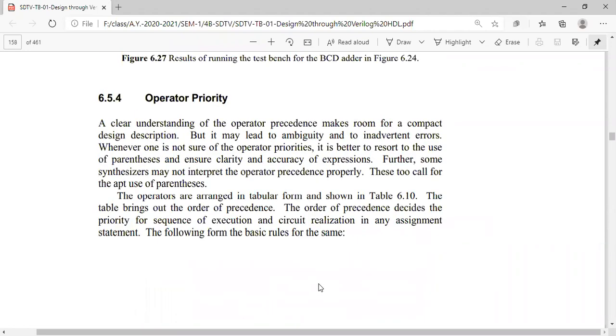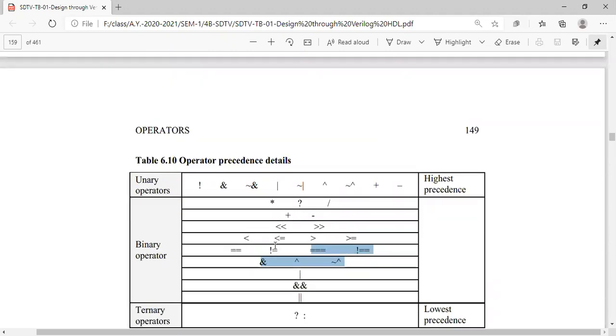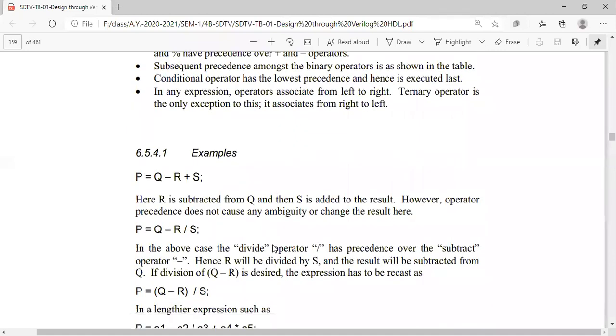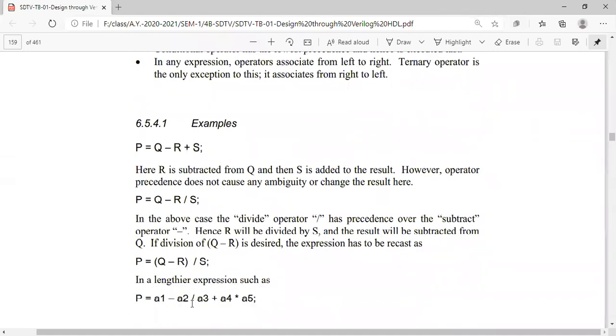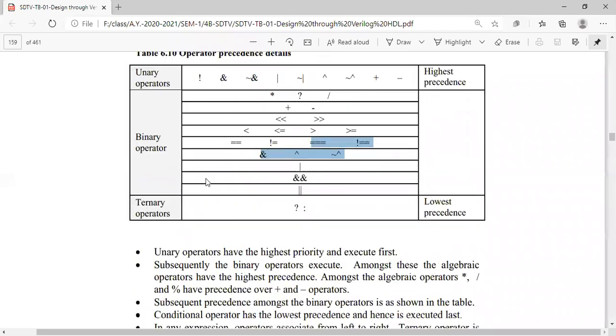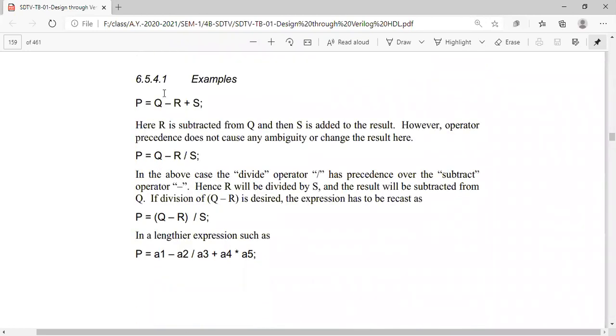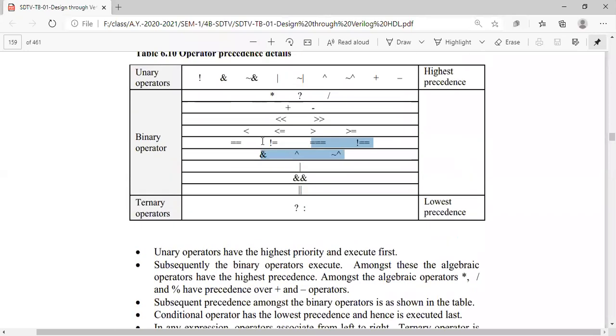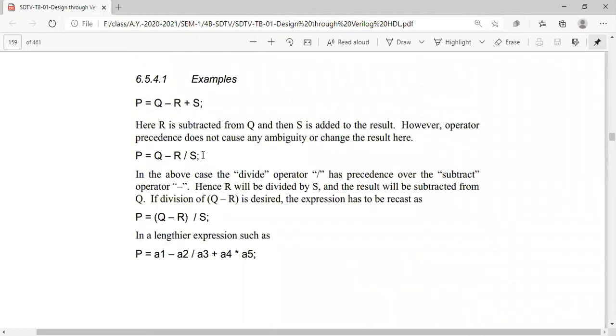By that we have closed the operators. Please go through it once and revise once. We have some examples for this also with the help of unary operators, with the order based on the operator precedence. Q minus r plus s means first we will perform r subtracted from q, and after that we add s. So you can go through this. Okay, see you in the next class.